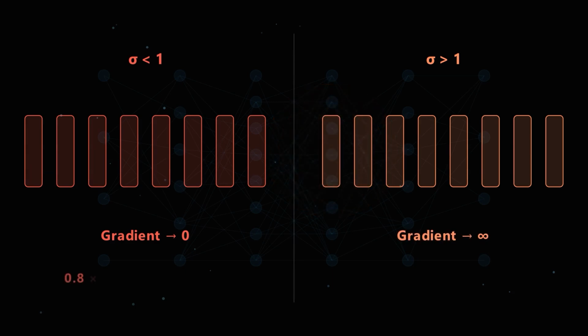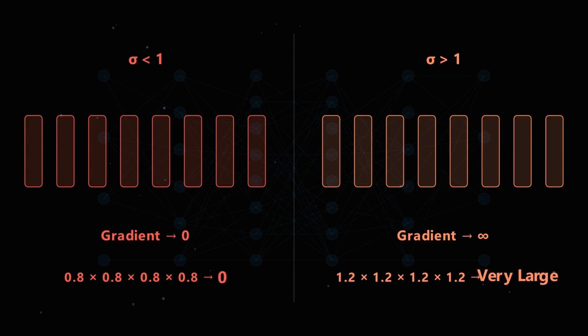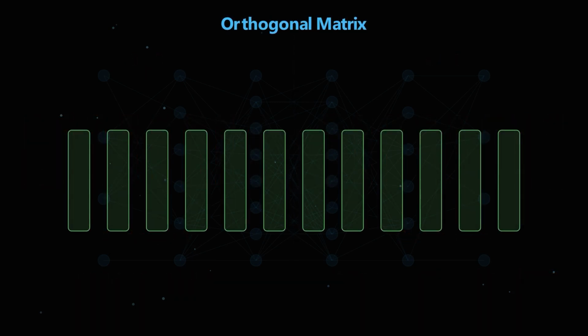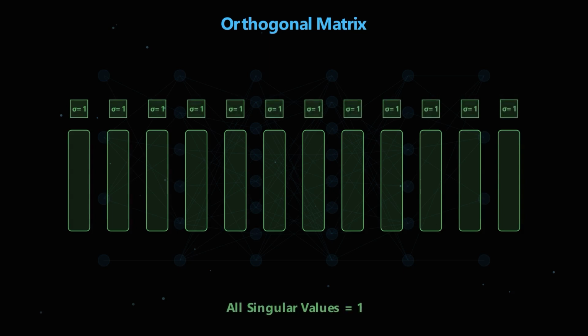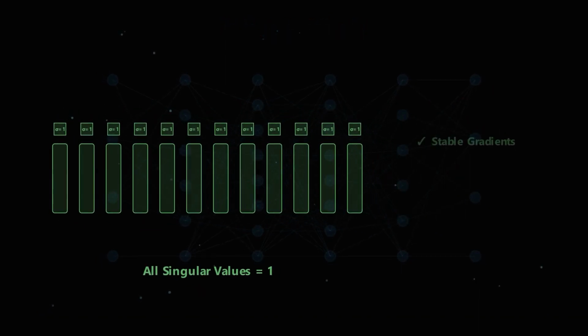For many years, these two problems made training very deep neural networks extremely difficult. Modern architectures address them using several techniques, including residual connections, normalization, better initialization, and one beautiful mathematical property called orthogonality. An orthogonal matrix has all of its singular values equal to exactly 1. That means the gradient neither shrinks nor explodes. It simply flows through the network, preserving its strength from one layer to the next.